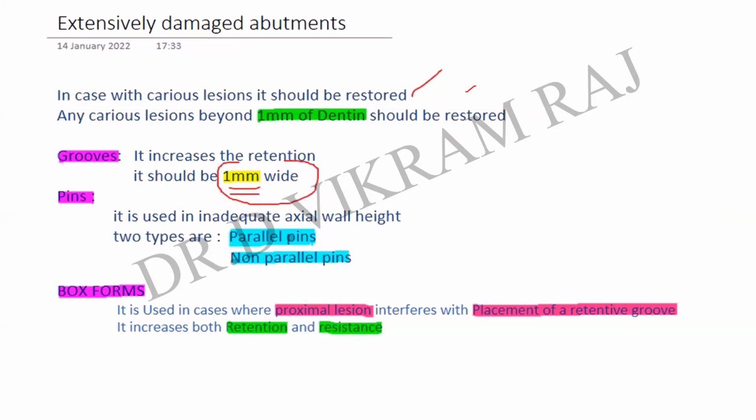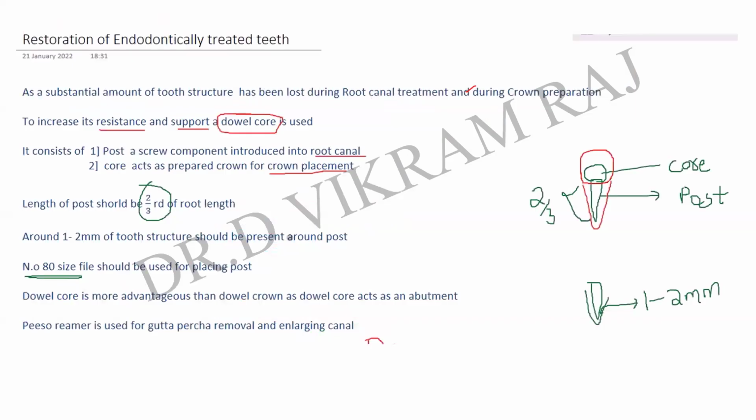Buccal retentive grooves can be added. They should be about 1 millimeter wide, and pins are added in inadequate axial height. Two types are present: parallel pins and non-parallel pins. Box forms are used in cases where a proximal lesion interferes with placement of the retentive groove, and they increase both retention and resistance. And restoration of endodontically treated teeth, post and core, is a very, very important thing.